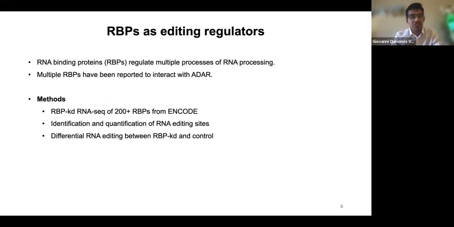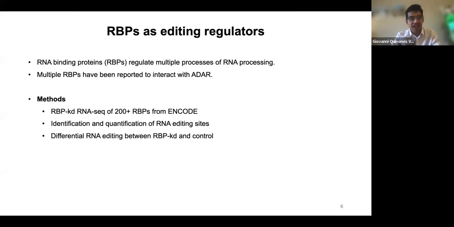So making use of ENCODE, some data sets put together by the ENCODE consortium, more specifically, we have RNA sequencing corresponding to the knockdown of over 200 RBPs. So this type of data allows us to study the effect of every RBP on the overall RNA editing level.